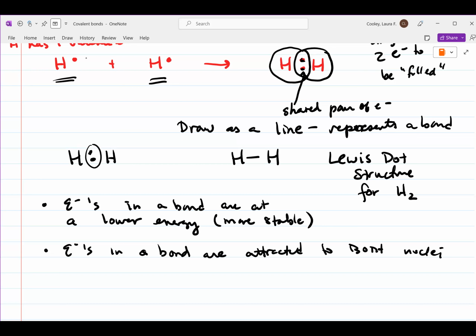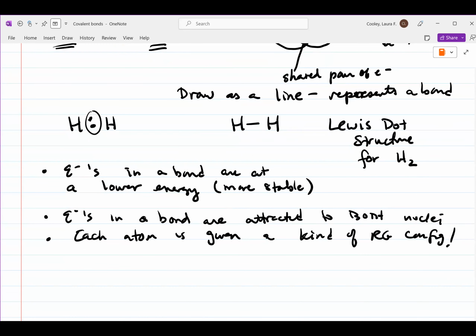Also, this gives each atom a kind of rare gas configuration, which we've already talked about as being particularly stable for atoms. Okay, so that was the idea.